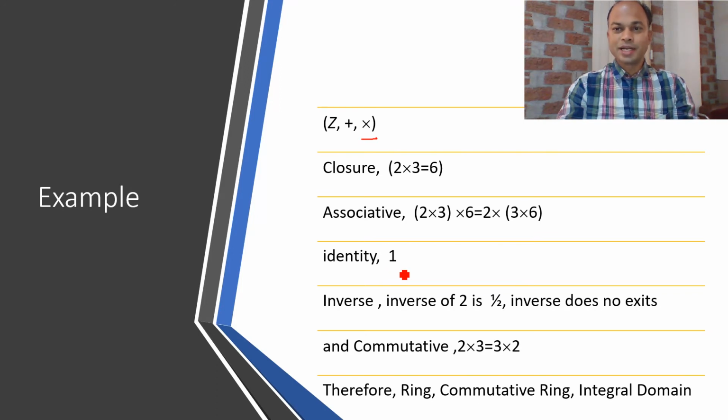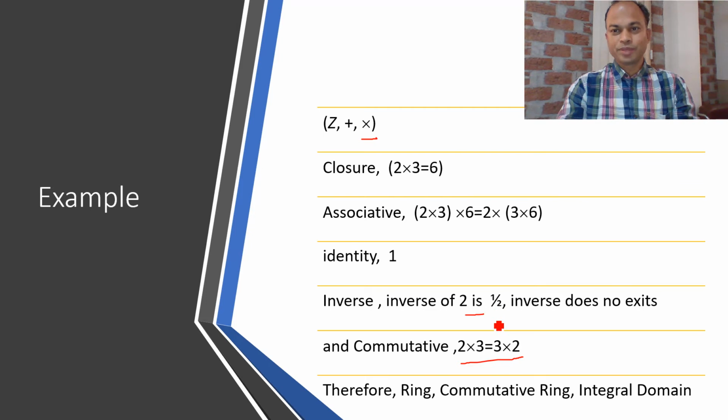Therefore, identity is available. If we talk about the inverse of 2, then inverse of 2 is 1 by 2. And this 1 by 2 is not part of the set of integers. Therefore, inverse property is not available. If we talk about the commutative property under multiply, then 2 multiply 3 equals 3 multiply 2. Commutative property is true.